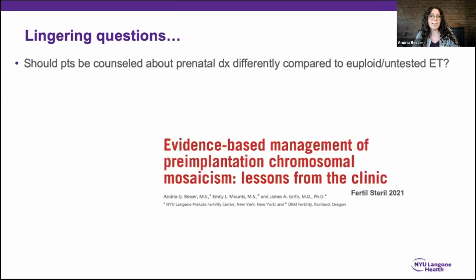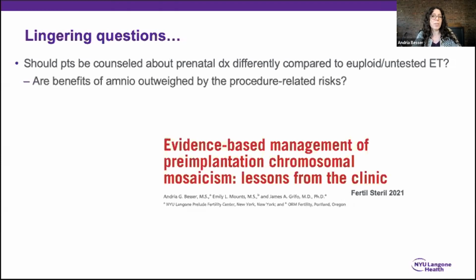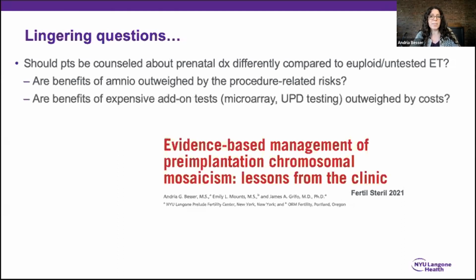Remember that ACOG recommends that all pregnant people be offered prenatal screening and diagnosis equally, and there doesn't seem to be any increased risk of abnormal results for those who conceive from mosaics, but in practice, it's hard not to be thinking more about recommending amnio for these cases. So we have to question whether the benefits of amnio outweigh the risks if the risks aren't truly increased. Also, what about the benefits of expensive add-on tests like microarray or in particular UPD testing, which isn't routinely offered? We also have to consider the psychological impact that all of this testing has on patients.